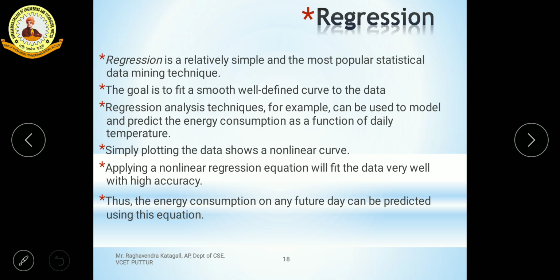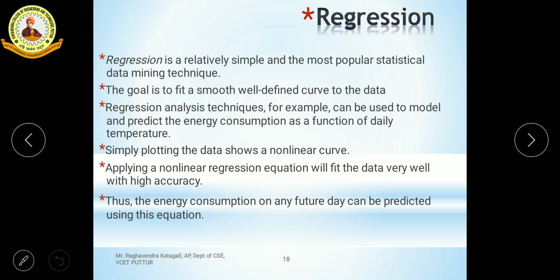Simply plotting the data shows a nonlinear curve. Applying a non-linear regression equation will fit the data very well with high accuracy. So that is one of the uses of regression. Thus the energy consumption on any future day can be predicted using this equation. So what is done here? Electricity bill prediction is done in this example of regression.